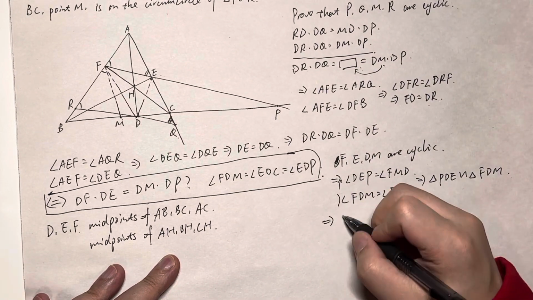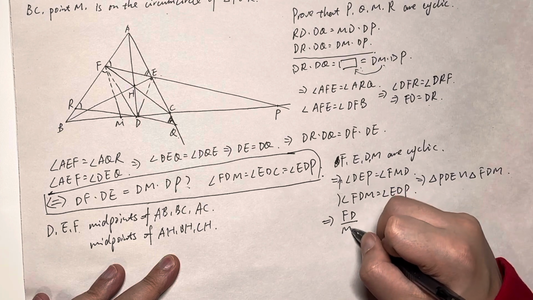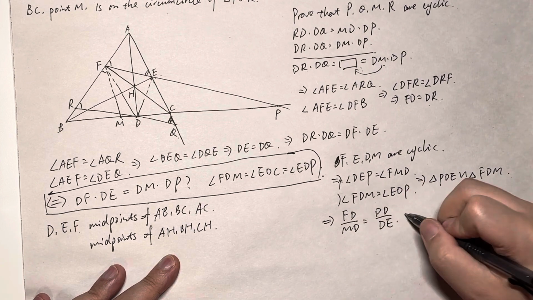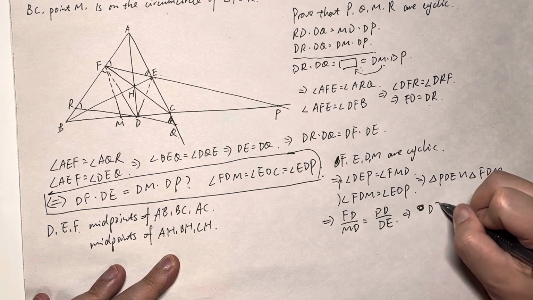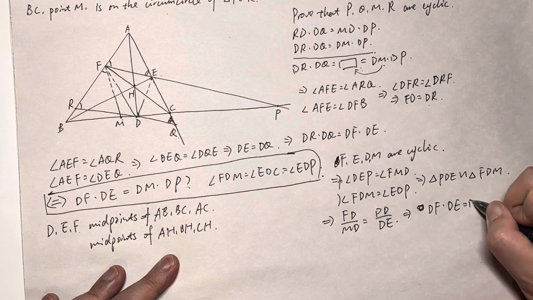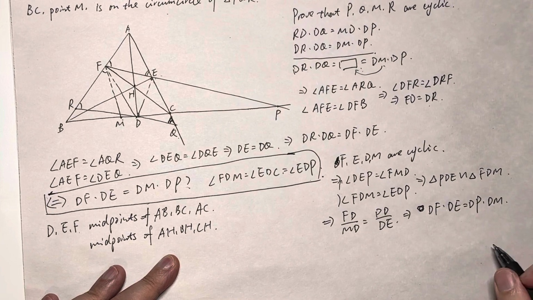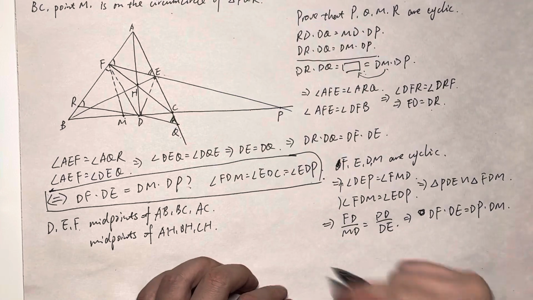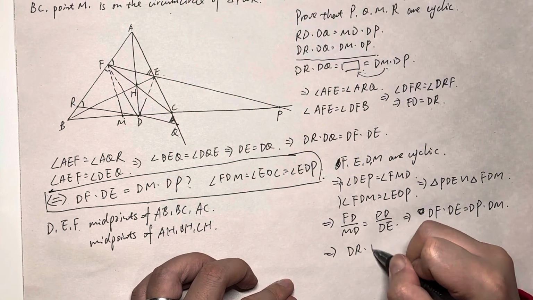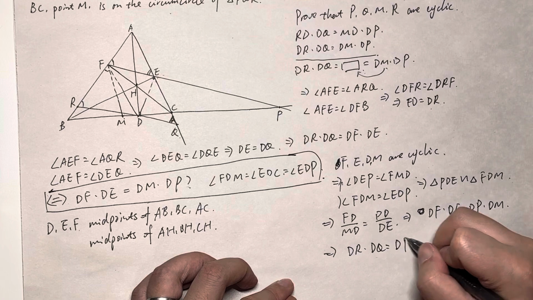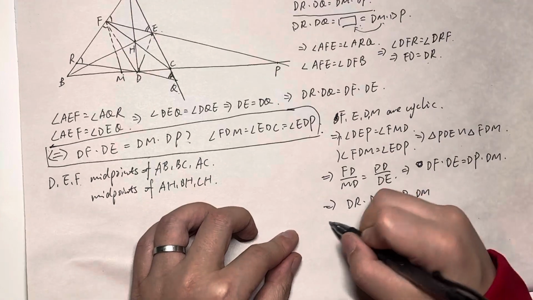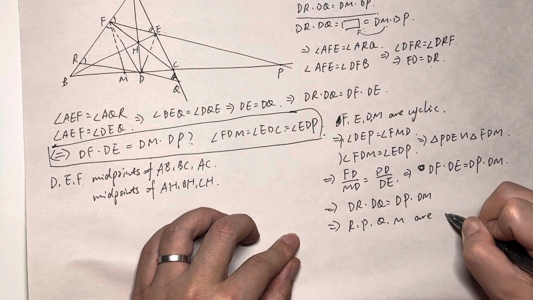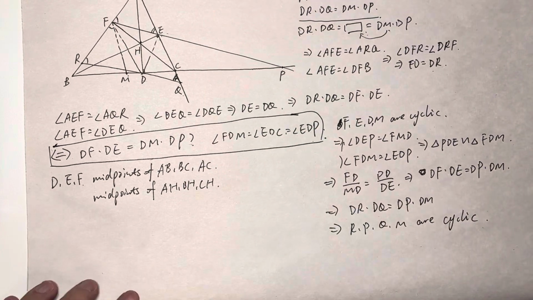So we have FD to MD equals to PD to DE, which means DF times DE equals to DP times DM. And we just proved that DF times DE equals to DQ times DR. So we know that DR times DQ equals to DP times DM, which means R, P, Q, M are cyclic. Right.